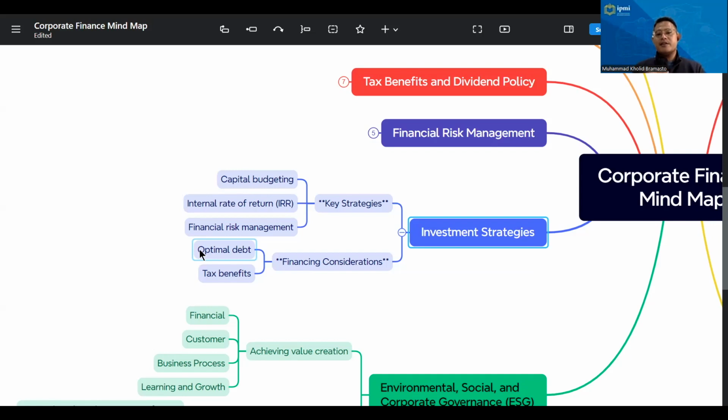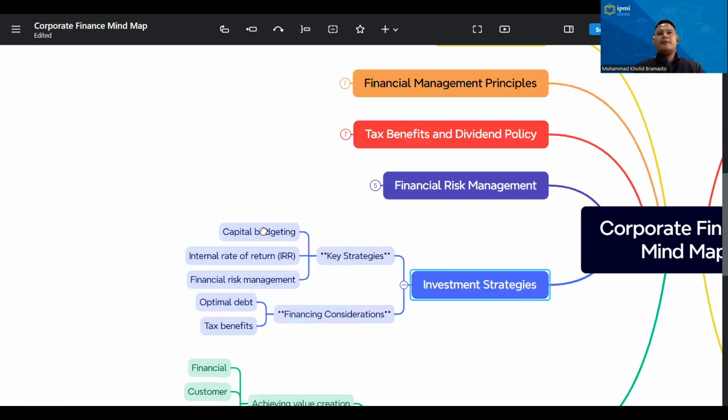Tax benefit: understanding the tax implications of different investment options is essential for optimizing after-tax returns. Tax deductions, credits, and other incentives can significantly impact the overall profitability of an investment.